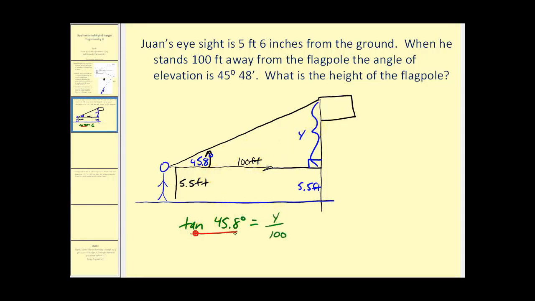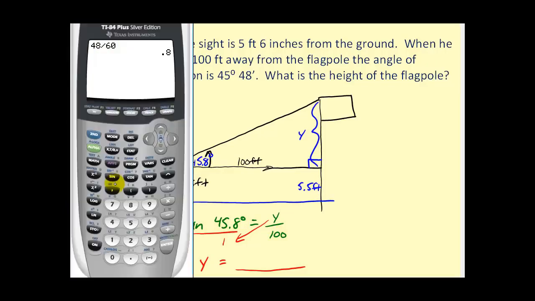So if we put this over 1, we could just perform cross products. 1 times y would equal y, and y will equal tangent 45.8 degrees times 100. Make sure your calculator is in degree mode. Times 100, and that gives 102.83 feet.